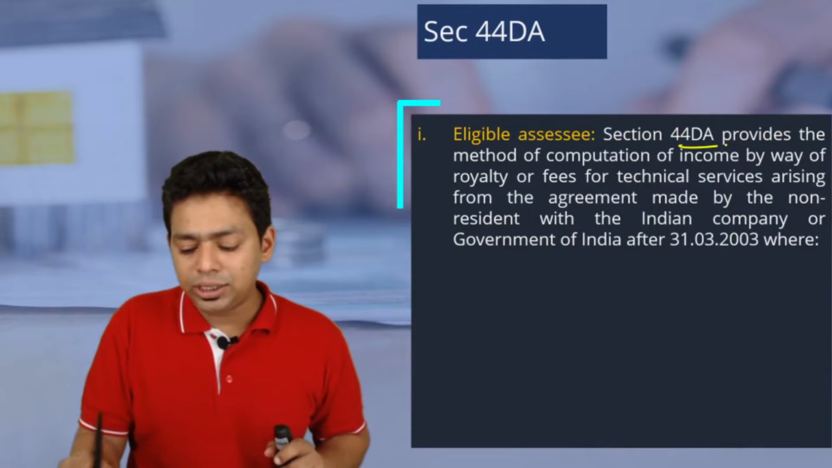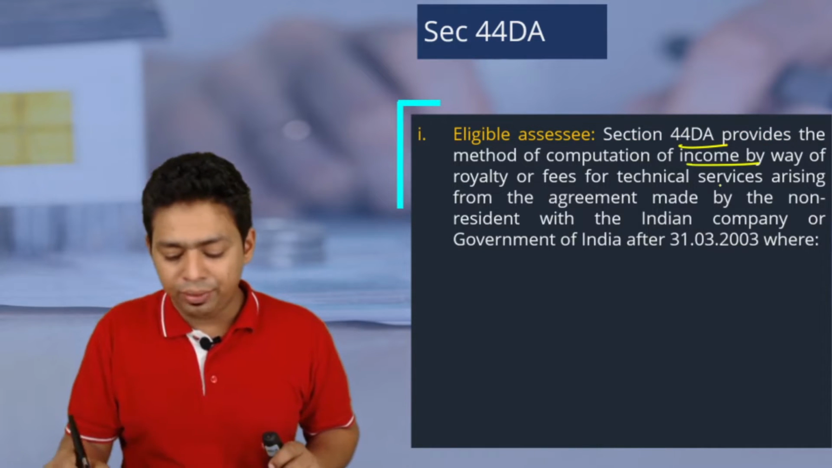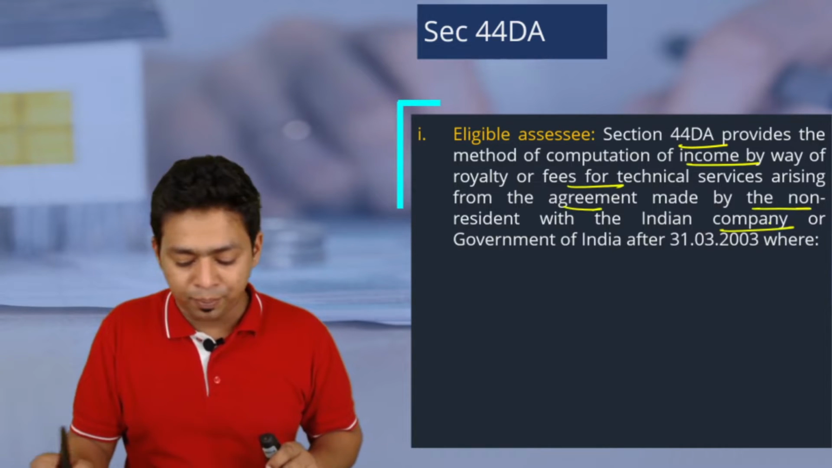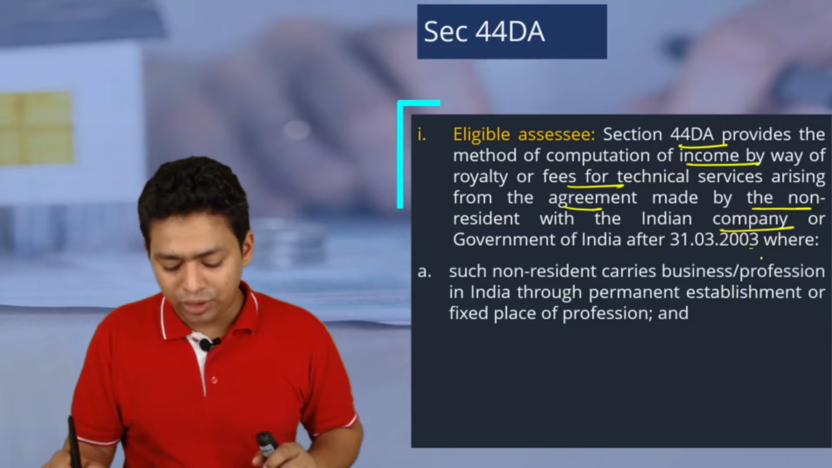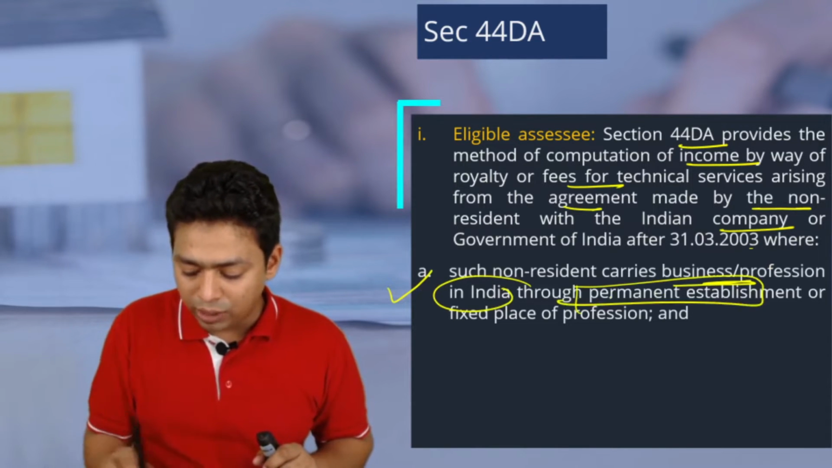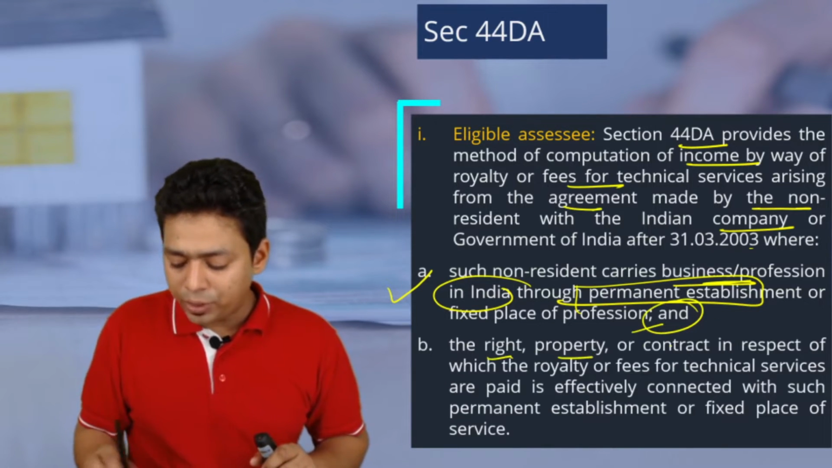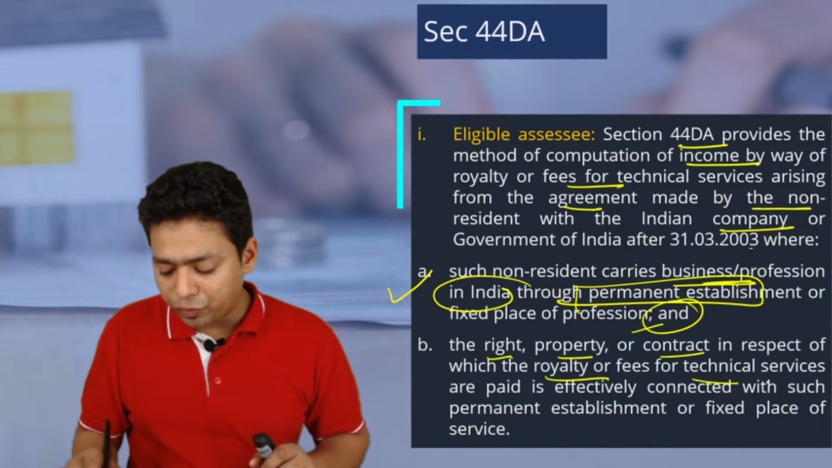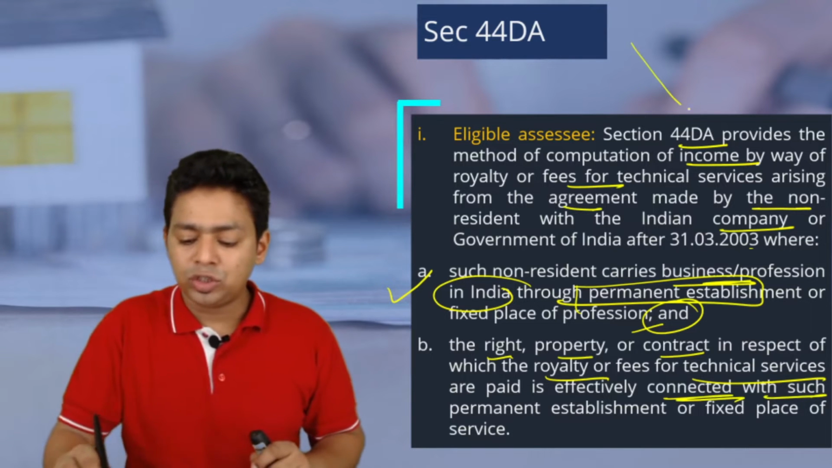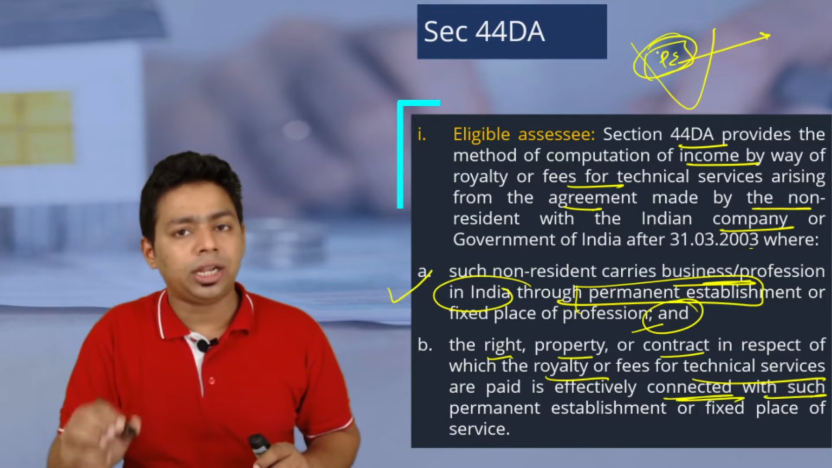44DA, eligible assessee. Section 44DA provides a method for computation of income by way of royalty or fees for technical services arising from the arrangement made by the non-resident with an Indian company or government on or after 2003, where such non-resident carries on a business or profession in India through a permanent establishment, very very important line, or fixed place of business, and the right, property, contract in respect of which royalty or fees for technical services are paid is effectively connected with such permanent establishment. So he doesn't only have a PE here, the royalty is through this particular PE, is connected with this PE.